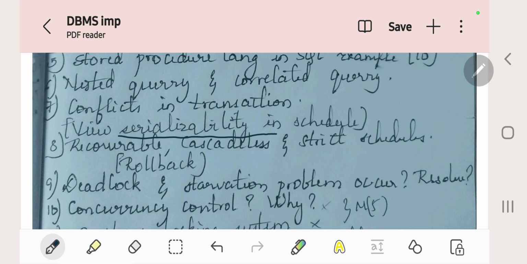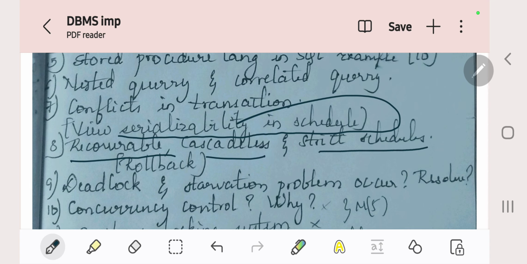Then we have view serializability in schedule. That is again important. Okay, conflict serializability is different, view serializability is different. Both are there. Here it is conflict serializability. Okay, serializability means one after the other in a series it is getting executed. View serializability is different. You have to understand the view concept. Then recoverable, cascadeless and strict schedules. While using the rollback we can use it. So I've written rollback, which is giving you the clue that this concept comes under the rollback concept.